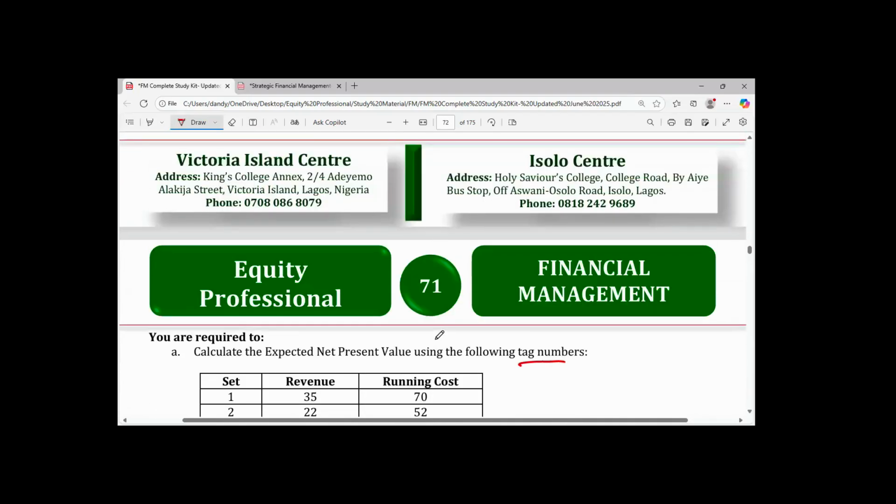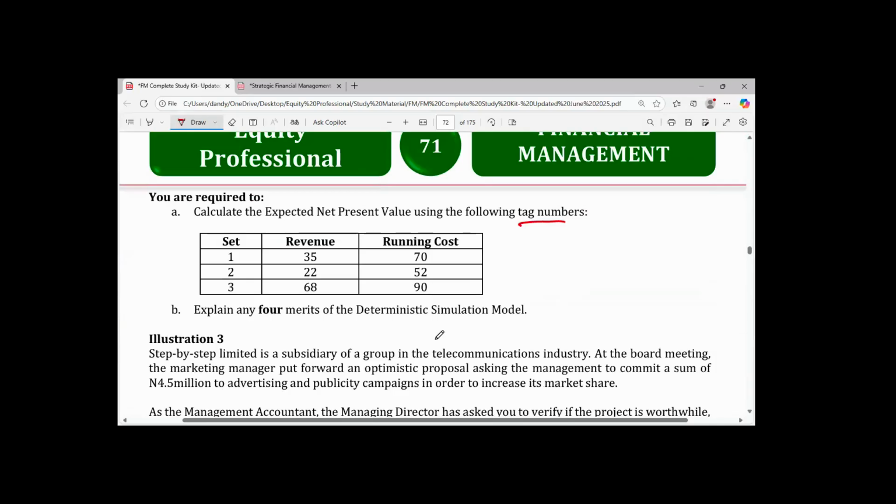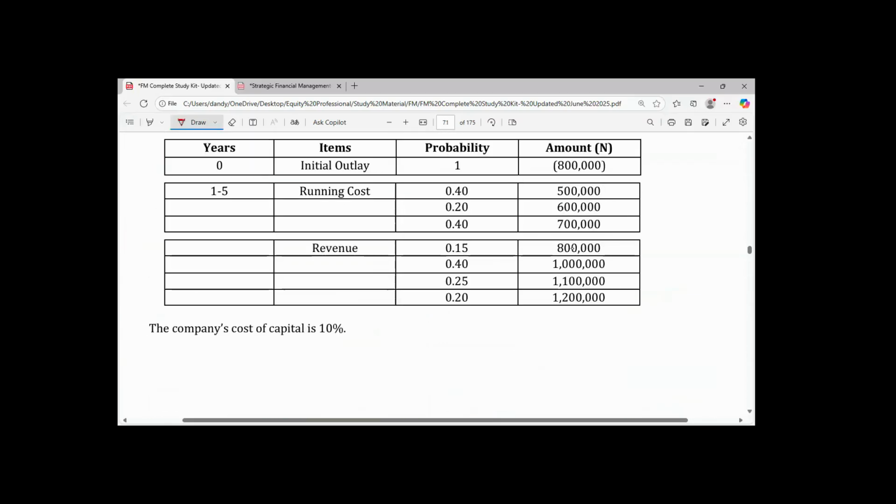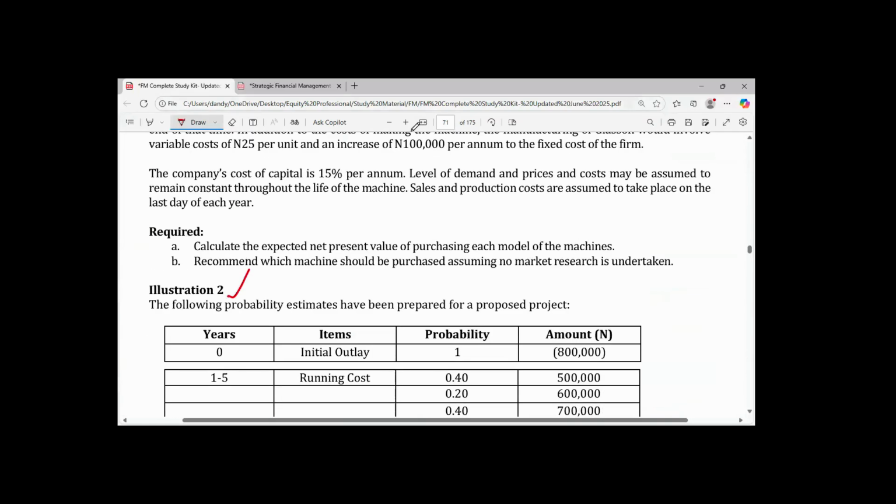The examiner is asking you to calculate expected NPV using the following tag numbers. Once you see tag numbers or random numbers, even though the examiner did not tell you to simulate, that means we are supposed to simulate. You are going to calculate expected NPV using the simulation method. So to do this, let me stop sharing this and move to the working notes quickly.